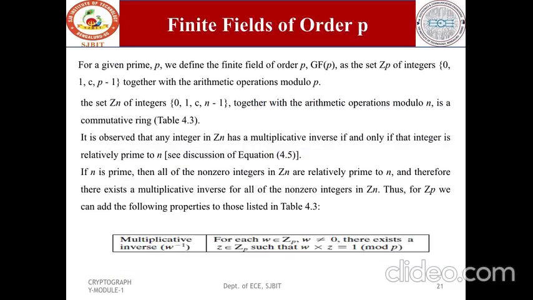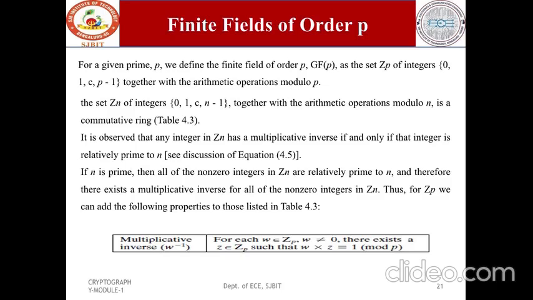And when it comes to finite fields of order p, for a given prime p, we can define the finite field of order p, that is GF(p), as the set Zp of integers, that is 0, 1 to p minus 1, together with the arithmetic operations modulo p. Therefore, we are using ordinary modular arithmetic to define the operations over these fields.